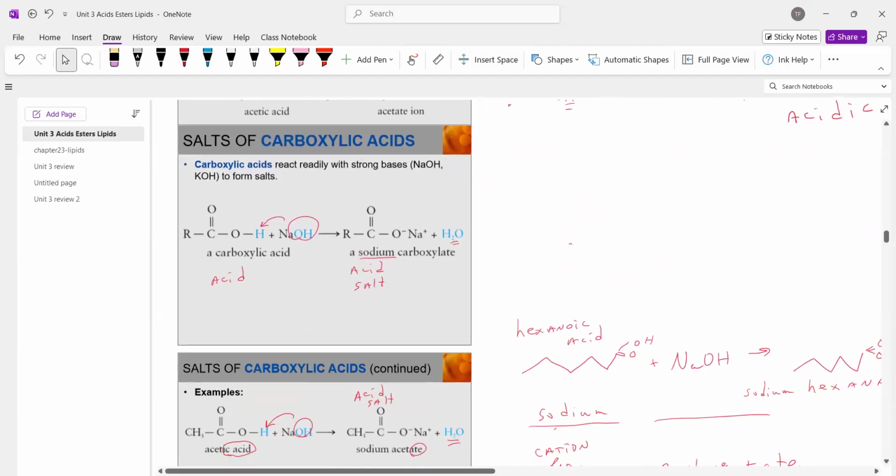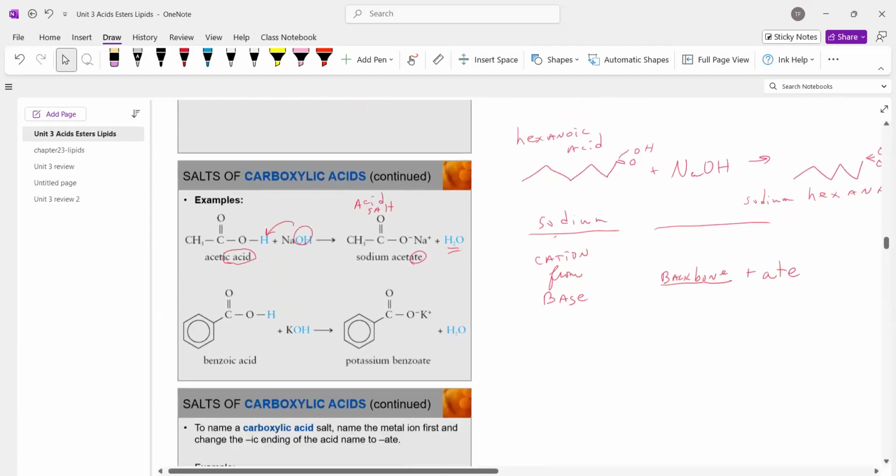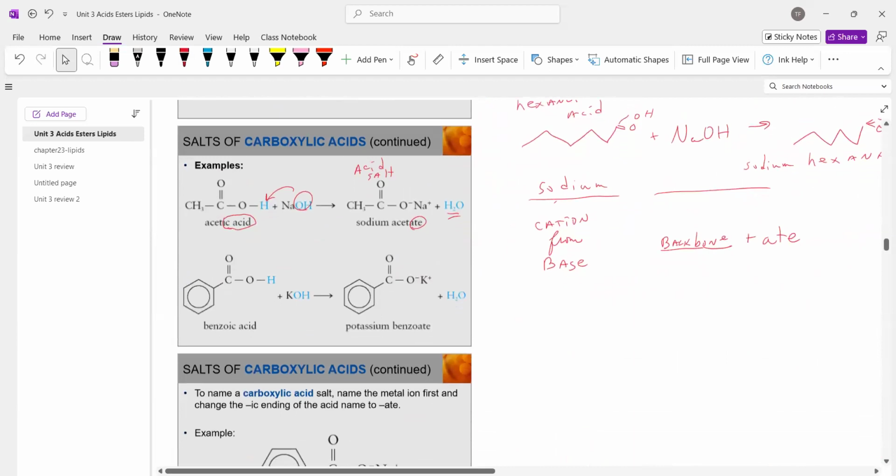Okay, I just mentioned that. Now what's going on here, again, is the OH pulls off the H to form water. Benzoic acid, same thing. It's carboxylic acid. The OH reacts with the H to form water.